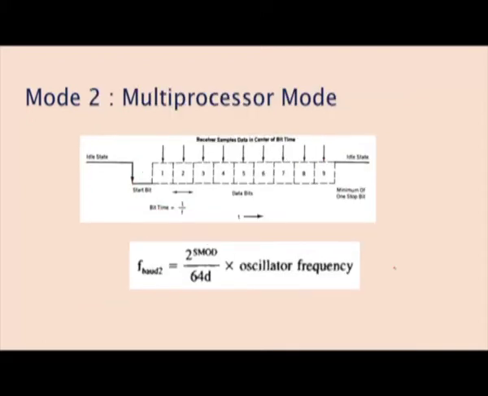The other one is mode 2, which is the multiprocessor mode. In the multiprocessor mode, we are transmitting 11 bits as a frame.